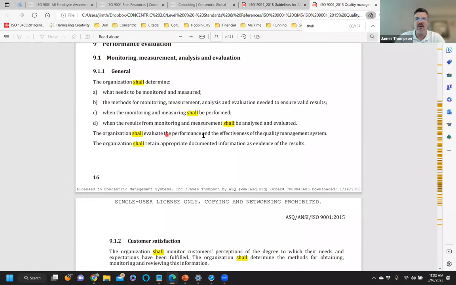The organization shall evaluate the performance and effectiveness of the QMS. That's about as broad as you can get: the system we have focused on quality, process, output, how well is it performing? Typically that's reviewed at a higher, more macro level, less frequently than, let's say, monitoring of production parts as they're flowing through an assembly line. The organization shall retain, so keep a record, as evidence of those results.